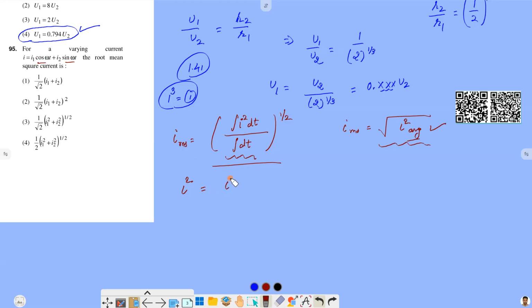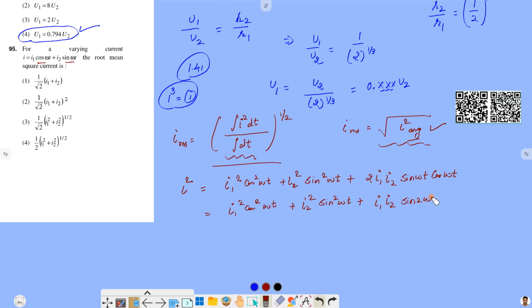So I square will be I1 square cos square omega t plus I2 square sine square omega t plus twice of I1 I2 sine omega t cos omega t, and this can be written as I1 square cos square omega t plus I2 square sine square omega t plus I1 I2 sine of 2 omega t.